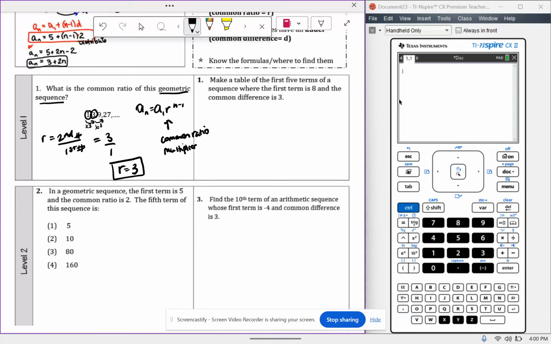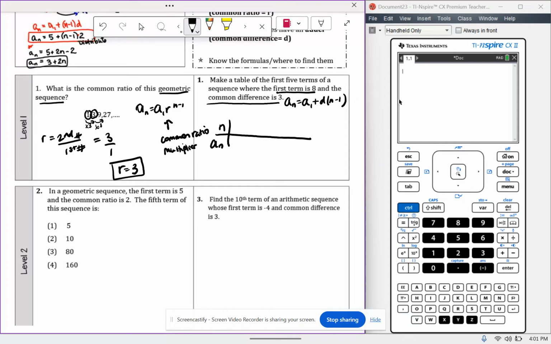Another question 1. Make a table of the first 5 terms of a sequence where the first term is 8 and the common difference is 3. So whenever you see common difference, now you're working with an arithmetic sequence. And that guy is going to have a formula that looks like this. We are plus or minusing the same number, D, each time. So when we're making a table, N is the term number and A sub N is the term.